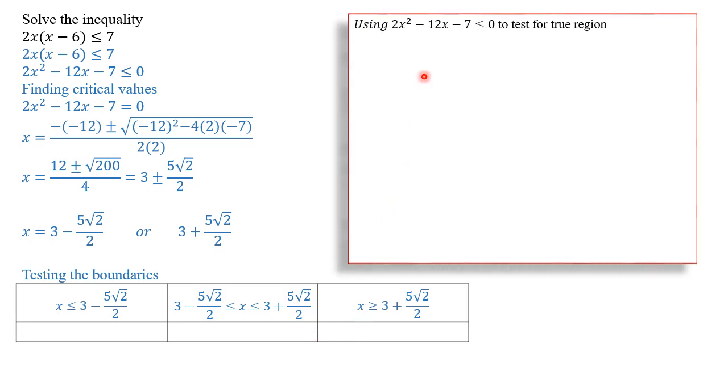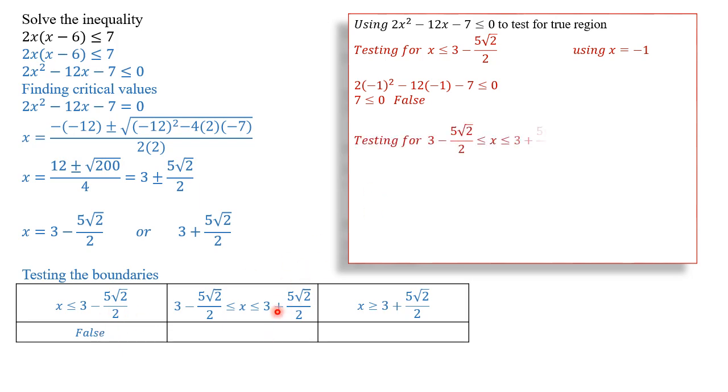We test using this inequality where we have 0 on the right hand side. So we test the first region, x less than the smaller critical value. Any number less than this value, say x equals minus 1. We place minus 1 here, so it's going to be 7 less than or equals to 0. So this is a false statement. This makes the region false.